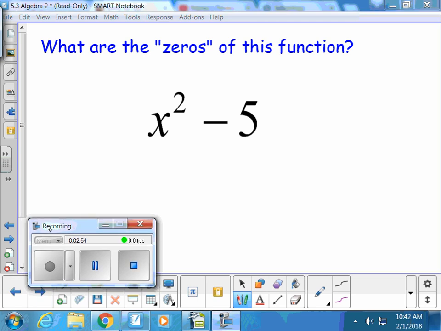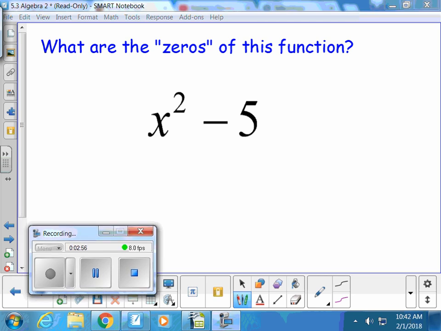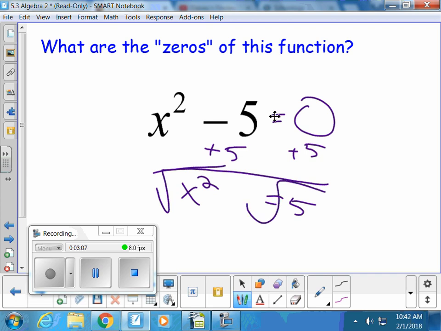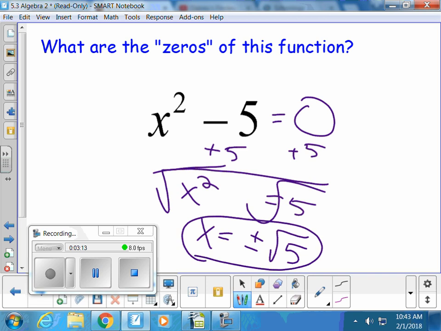Same method will be used on this one. If I need to solve this for x, I would set it equal to 0. What would I do first? Add 5 to both sides. What would I do second? Square root. So my solutions would be positive or negative, radical 5. This is just recapping some of the skills you'll be using in the lesson. Okay? So any questions on any of those skills?